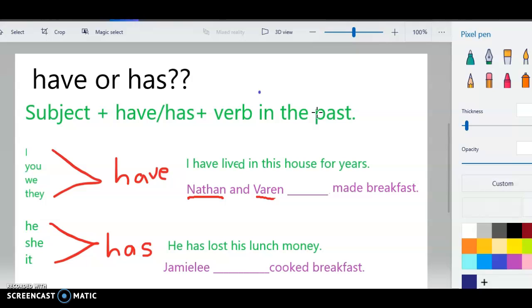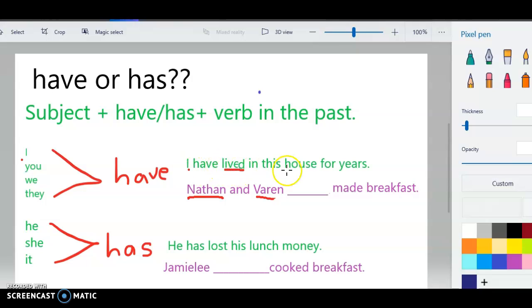So let's look at some examples. Whenever we're using the pronouns I, you, we, or they, we will use have. Whenever we're using nouns that refer to I, you, we, or they, we will use have. When we're using the pronouns he, she, and it, we will use has. If we're referring to he, she, or it by a proper noun, we will still use has. Let's look at the examples. I, the pronoun I, we will use have. I have lived, the verb in the past.